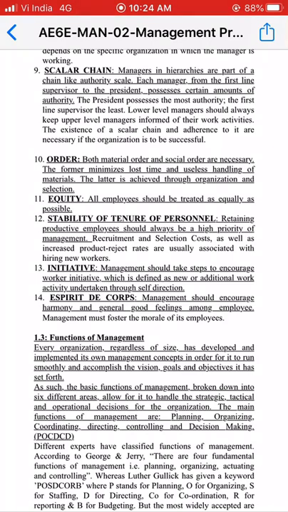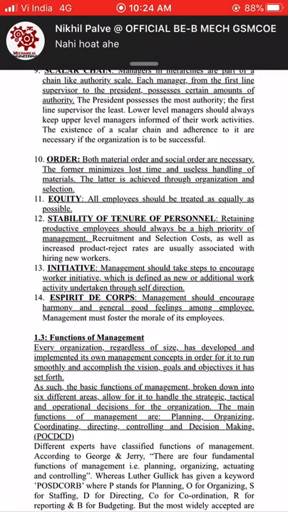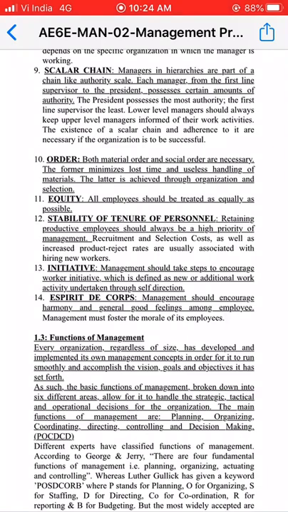The next one is what? Initiative. Now management should take steps to encourage workers' initiative, which is defined as a new or additional work activity undertaken through self-direction. So there should be an initiative which should be taken by this management.